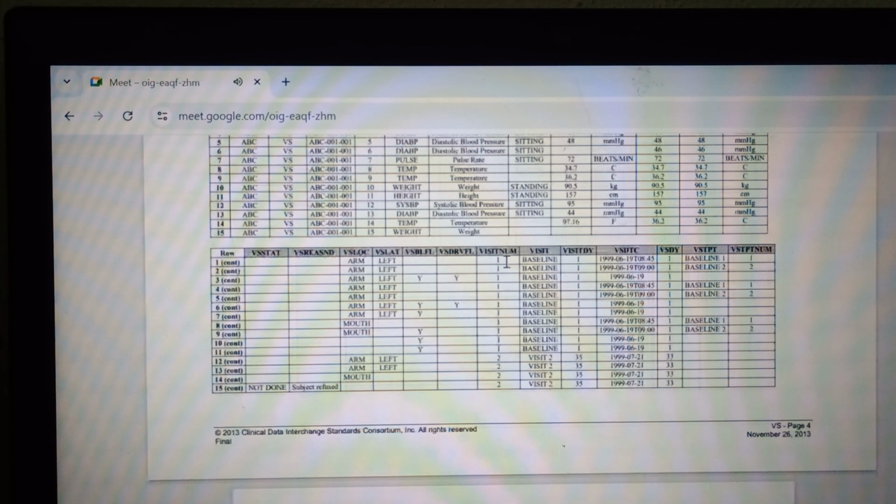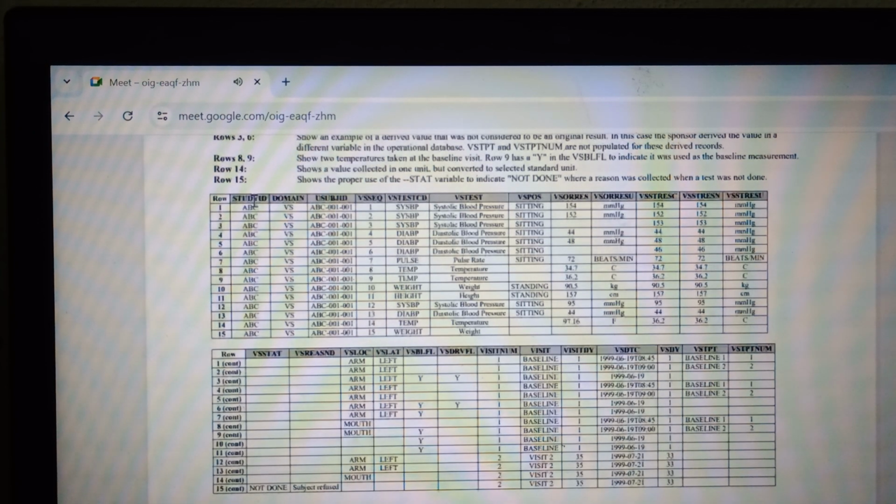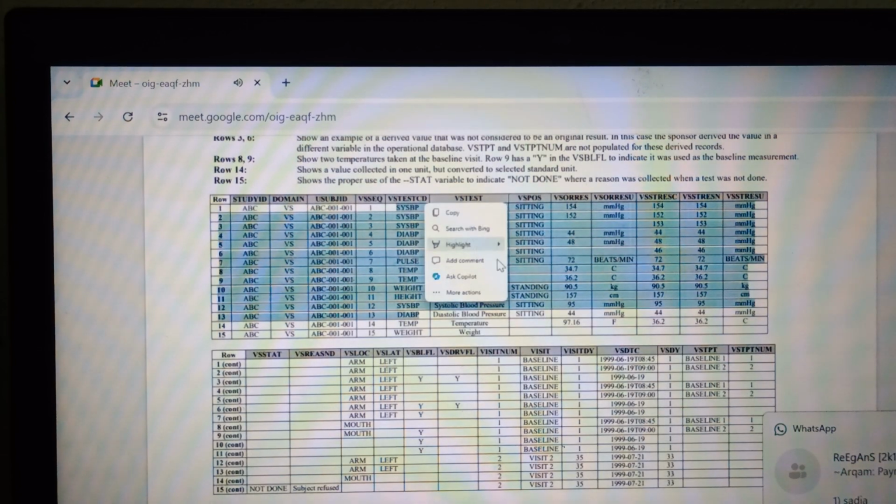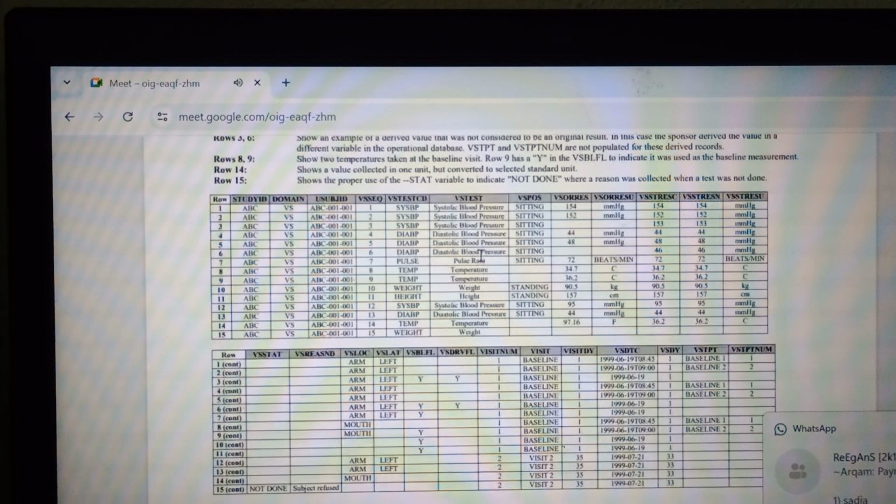If you can see here, this is one example for the vital signs. So this is the subject and the vital signs domain, and then study name, test CD is SYSBP, DIABP, temperature, height, weight, okay. And then that particular test: systolic blood pressure, diastolic blood pressure, pulse, temperature, weight. And then the position of the particular vital signs, okay, sitting and then standing. What is the result? Original results, okay. So SYSBP is 152 for this subject, and this record.